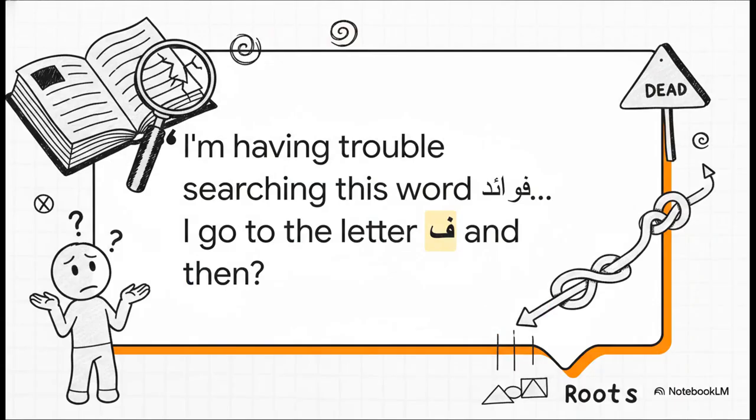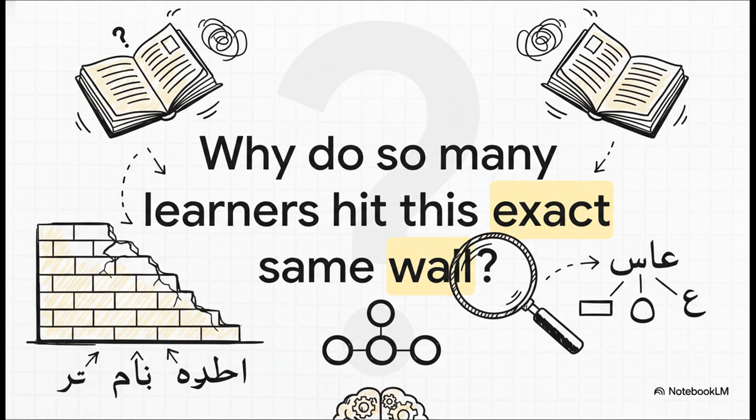This isn't some made-up problem. This is a real question from a learner on Reddit, and it just perfectly nails the frustration that stumps so many students. You see the word fawad, which means benefits. You grab your dictionary, you go to the first letter, and nothing. You're doing everything you think you're supposed to do, but you're getting absolutely nowhere. So what's going on here? Is the dictionary broken? Are you just missing something super obvious?